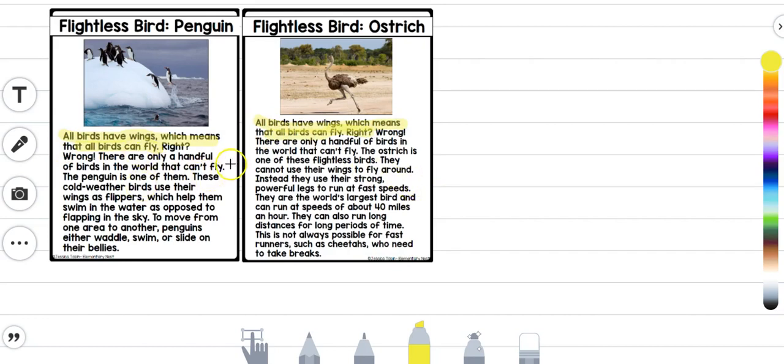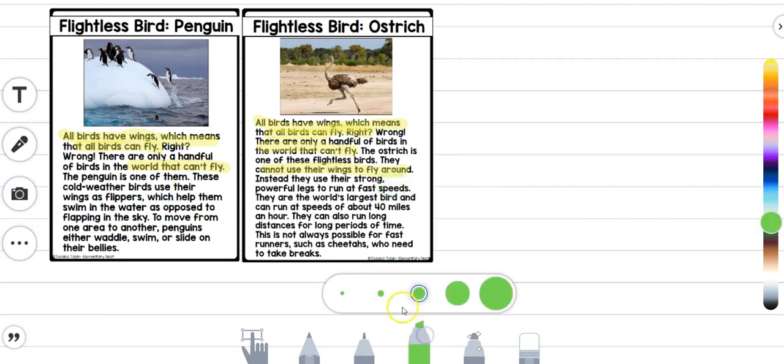There are only a handful of birds that can't fly. The penguin is one of them, and here the ostrich is one of them. They cannot use their wings to fly around, which is what we just said. They cannot use their wings to fly around. Okay, so that they can't fly. Now, instead, they use their strong, powerful legs to run at fast speeds. Okay, the penguin uses flippers to help them swim.